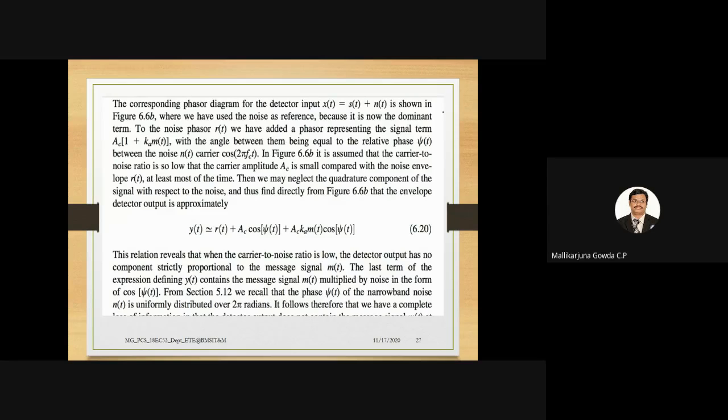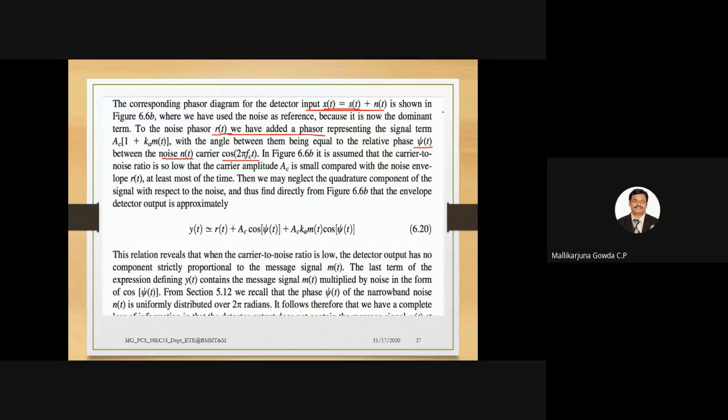So what I want to say is the input to the envelope detector is x of t, right, which is equal to x of t plus n of t. And we are talking about the noise phasor diagram, right? So the noise phasor R of t will be added with the phasor representing the signal term Ac of 1 plus Ka m of t, with what angle? With the angle psi of t, between the noise n of t and the carrier cosine of 2 pi fc t.